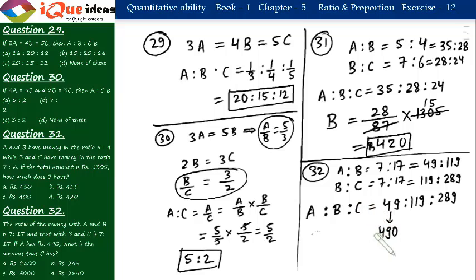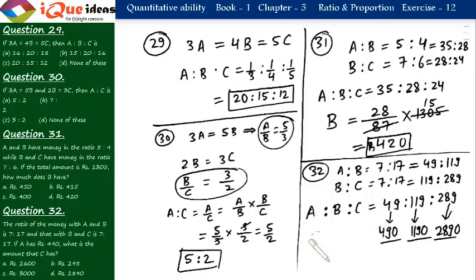49 is equivalent to 490 rupees. That means if you see, 49 10 times is 490. So 119 10 times is 1190. 289 10 times would be 2890. Right? So we can get the share of everyone.